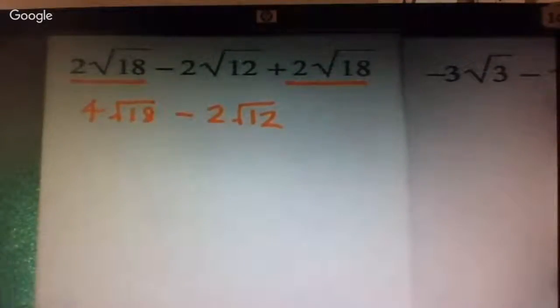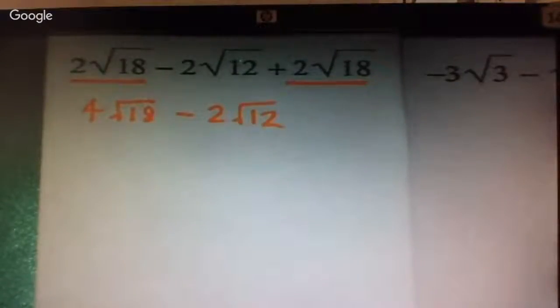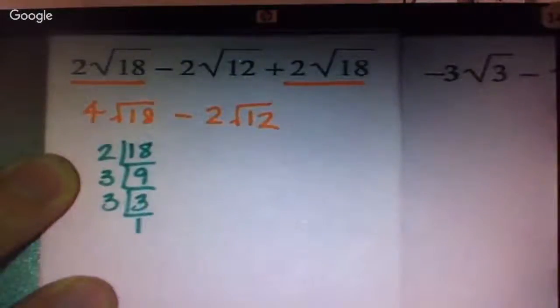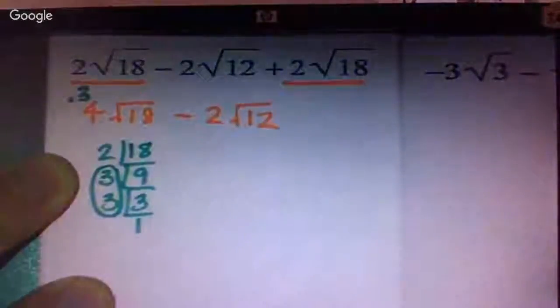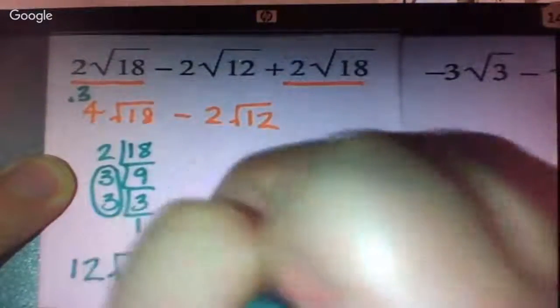They are like terms because they're both the square root of 18. But now we still need to simplify. So 18 breaks down into 2 and 9, 3 and 3, 3 and 1. I circle in twos, so I bring a 3 out front to multiply with my 4. So this becomes 12 square roots of 2.